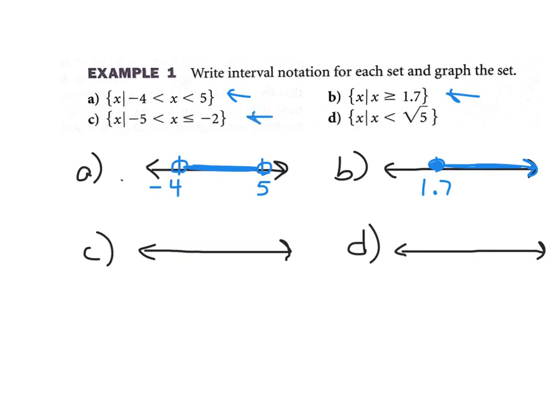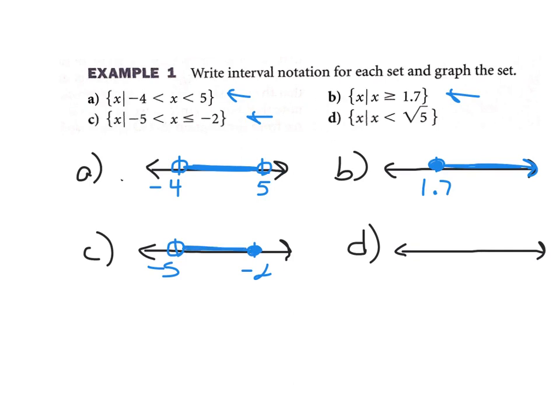All right, the third one, part C, says X is between -5 and -2. Remember, -5 is to the left of -2. Also, the -5 is open, no equals. -2 is closed. It does have an equals, shade in between.